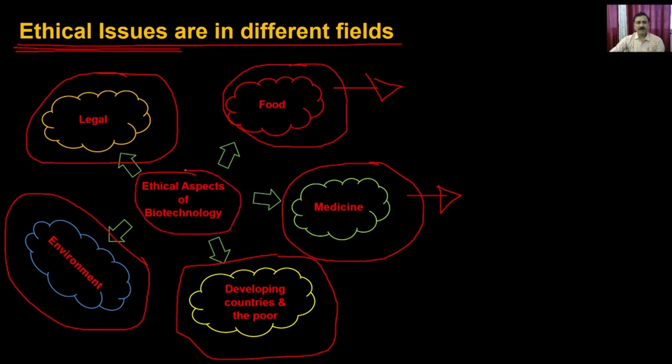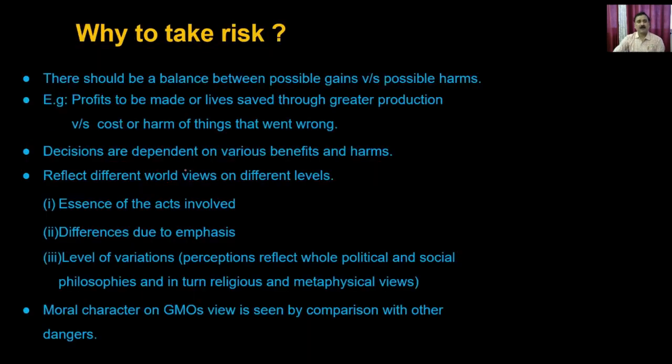But the first question that comes is, why should we be concerned about the ethical issues? And even if we are concerned about the ethical issues, why is there a need to take the risk, which means why is there a need to develop transgenic animals, and why is there a risk that developing transgenic animals is going to be correct or wrong?